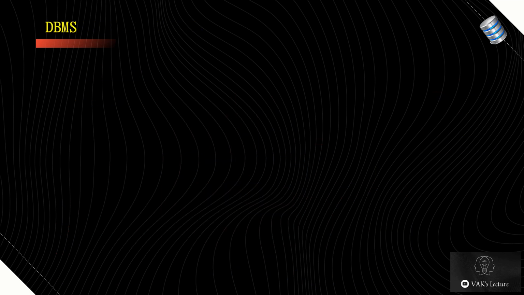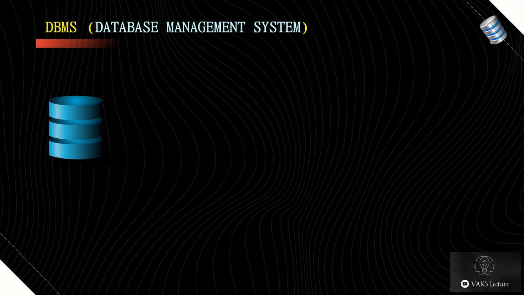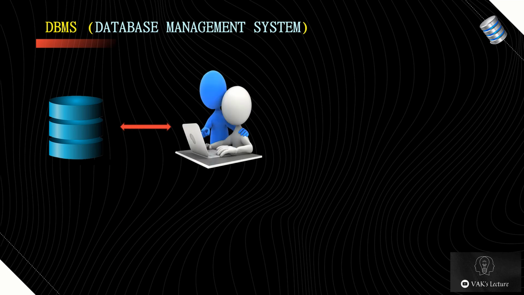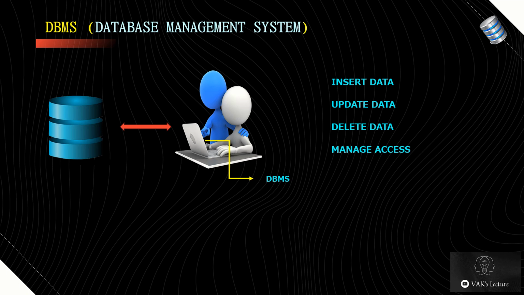Now we will see what is DBMS. DBMS is a database management system. So basically it is a system used to manage the database. Users interact with the database with DBMS. When you have a database, you need to manage it. Like you need to insert data, update the existing data, delete unwanted data. You need to make sure who has access to the data, like that. This is all done by using DBMS, that is database management system.